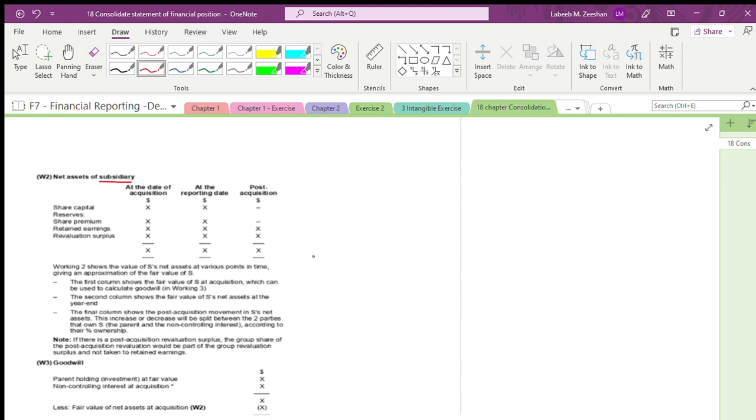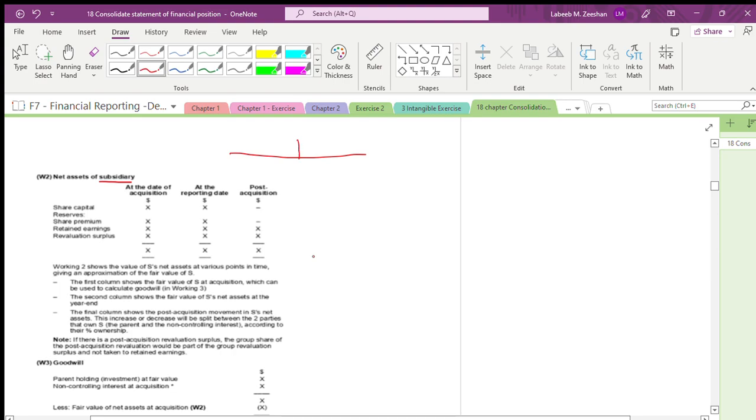At the reporting date, when it is going to be reported, that means when it is going to be consolidated. That is the reporting date. We'll take those things. And post-acquisition, after that, I told you, this is very critical. Very, very critical.